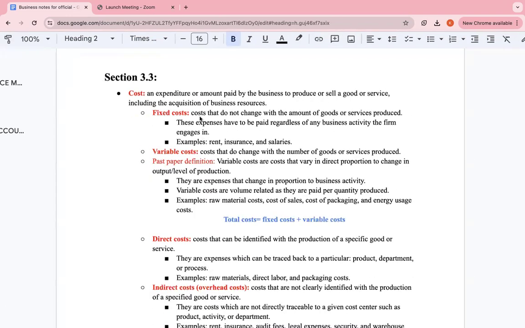So you have a fixed cost, a cost that does not change with the amount of good or service produced, meaning that whether you produce 5 or 50 of good X, you're still going to have the same costs. So what are fixed costs?